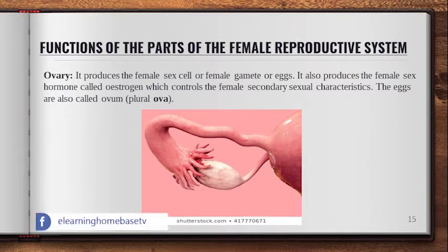Now, the picture you see, that structure which looks like an egg with a tube connected, which looks a bit pale, that is a diagram of the ovary. That's how the ovary looks like in the female. Let's move on to the next part.